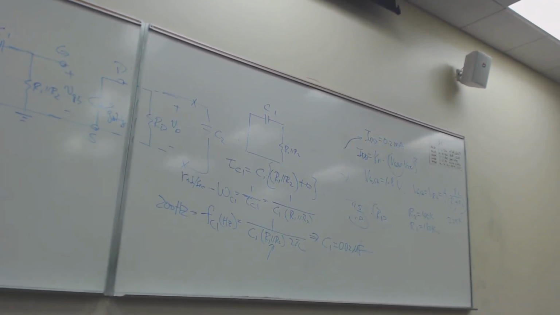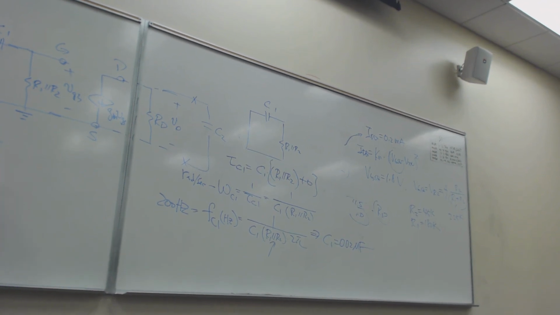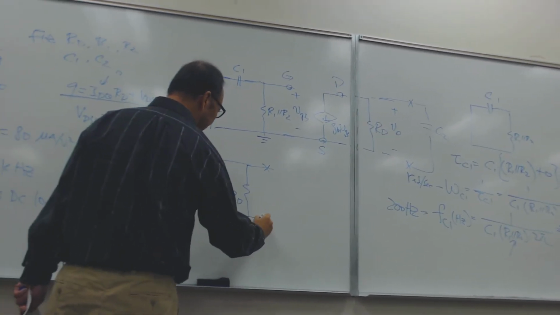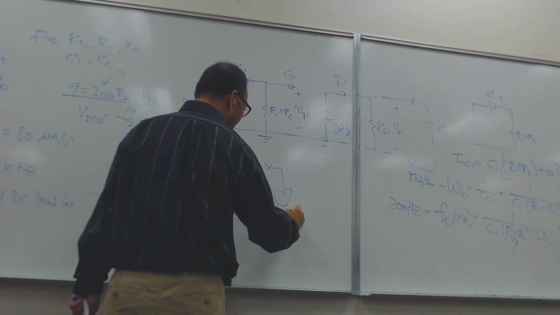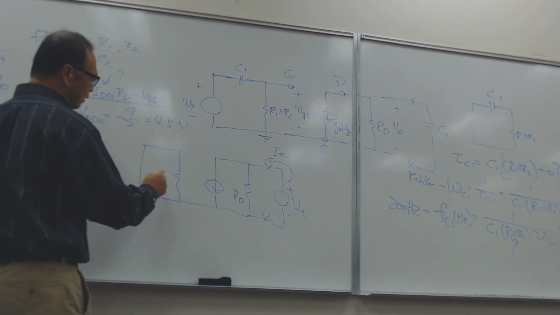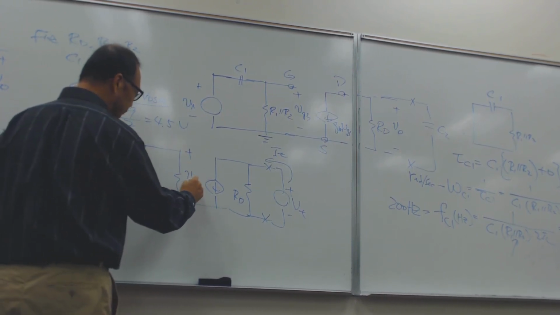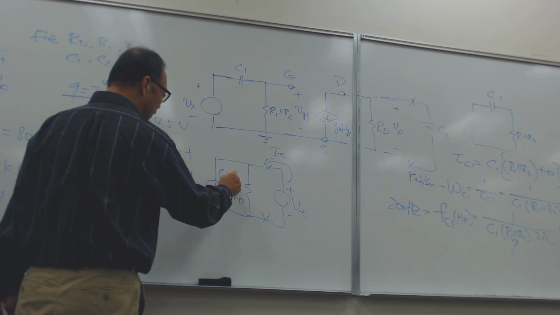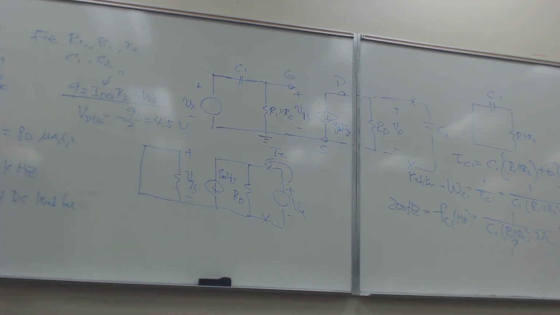So now you have to find R out. Yes. So this is short. So basically this is that, right? Okay, so you put a test voltage, V test. So you have I test. Yes. So this is VGS. This is G and VGS, right? Okay. So what is I test?